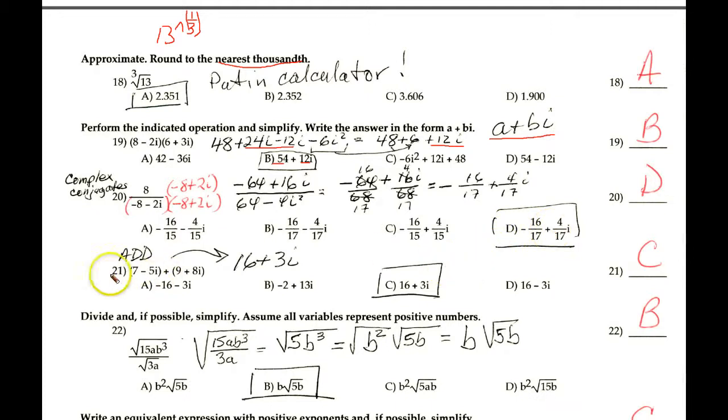Now notice 21 is just adding, and they're added just as if they were variables. So 7 plus 9, 16. A negative 5i and a positive 8i, a positive 3i. Okay, we could erase it a little.